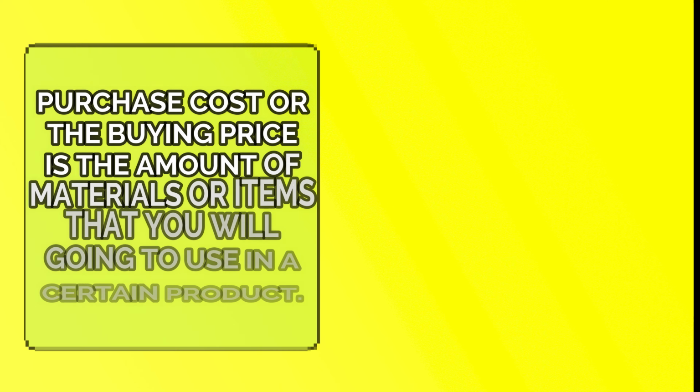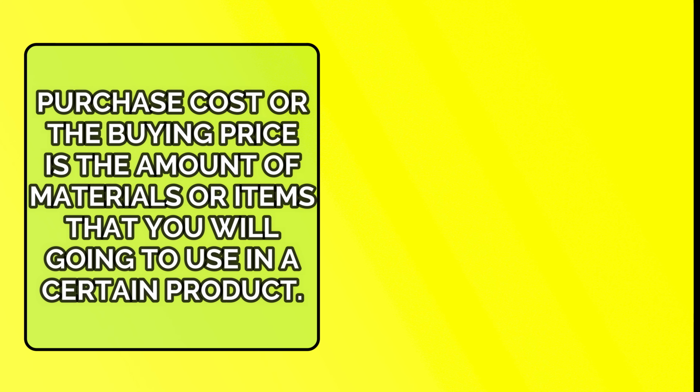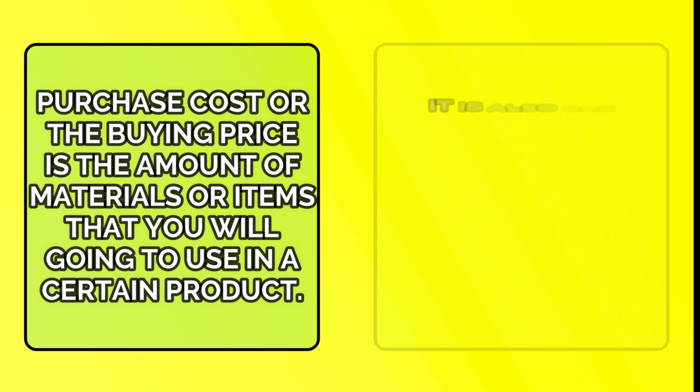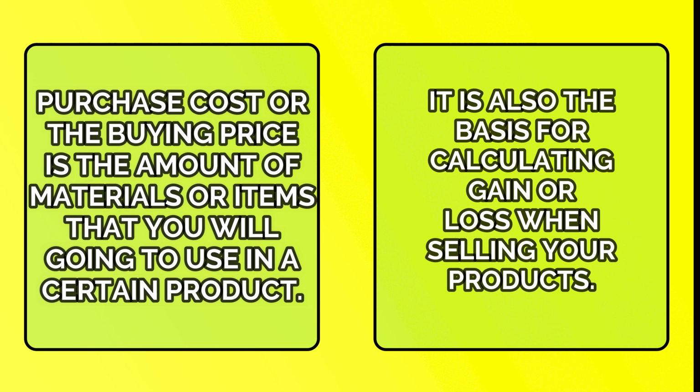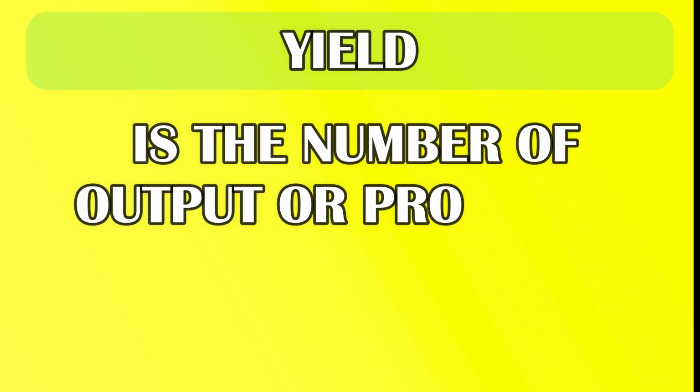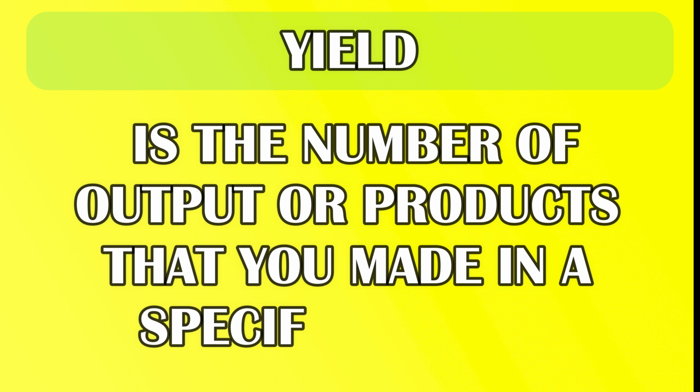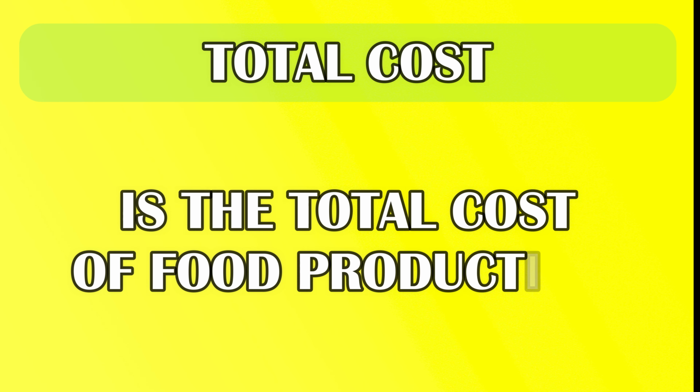Purchase cost or the buying price is the amount of materials or items that you are going to use in a certain product. It is also the basis for calculating gain or loss when selling your products. Yield is the number of outputs or products that you made in a specific recipe. Total cost is the total cost of food production.